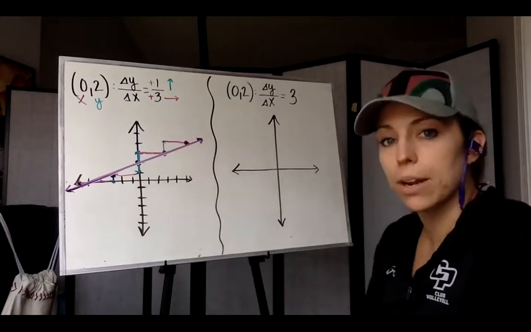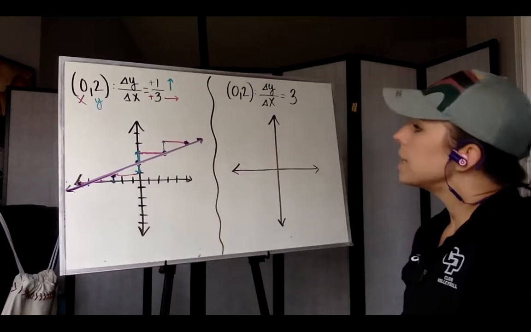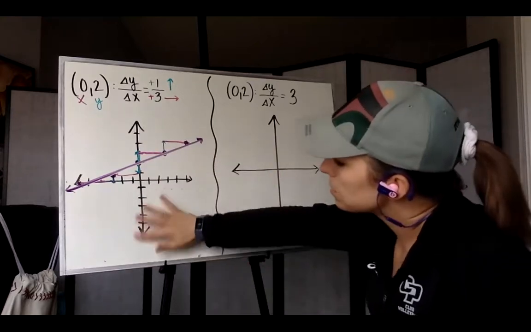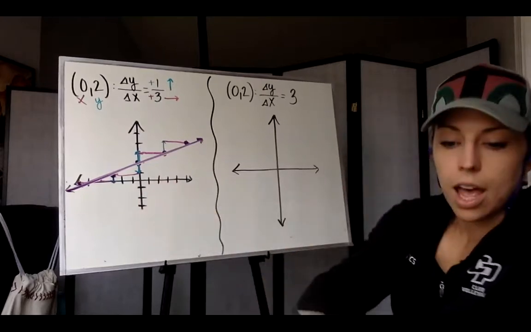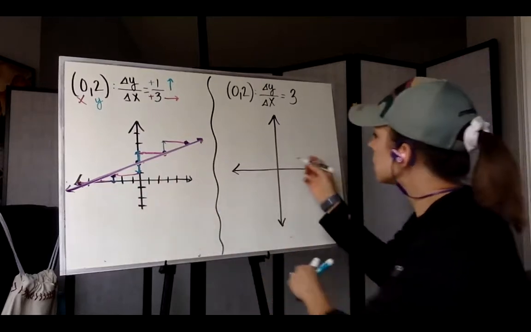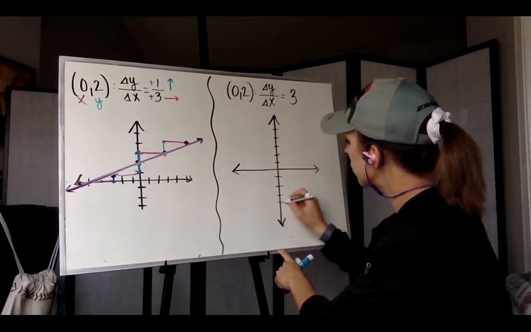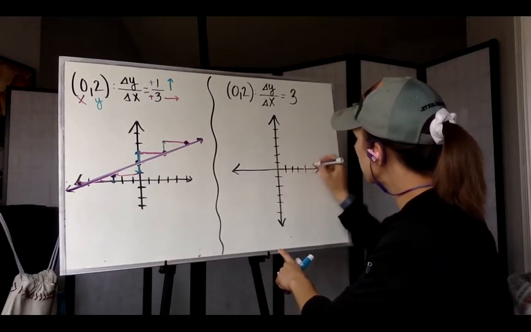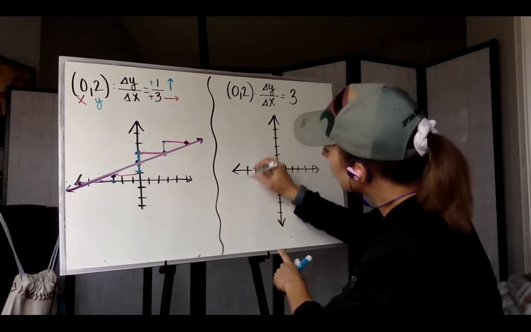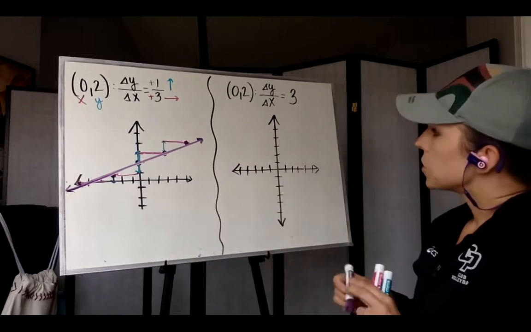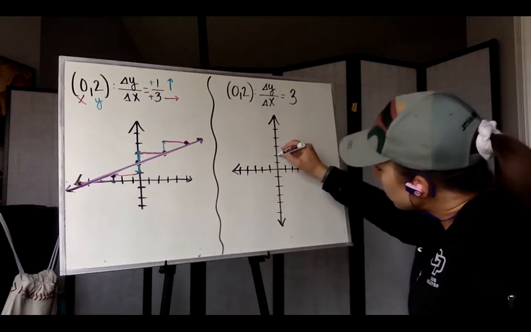Now I'm going to leave this up here because we're going to do a second example and we're going to compare the two graphs, okay? So I'm going to make some space down here. Adding in my coordinates, 1, 2, 3, 4, 5. Okay. Notice how in the second example, we're starting with the same point. We're starting at 0, 2.